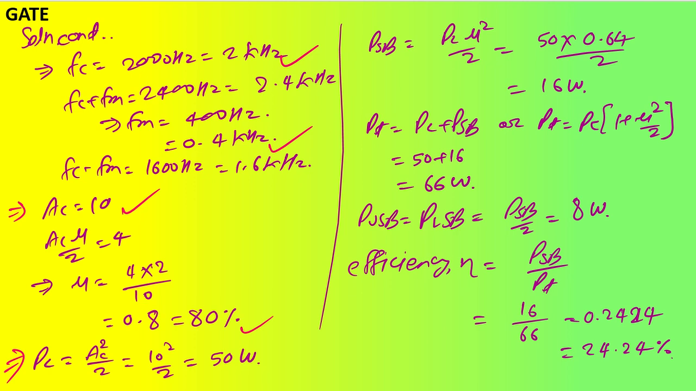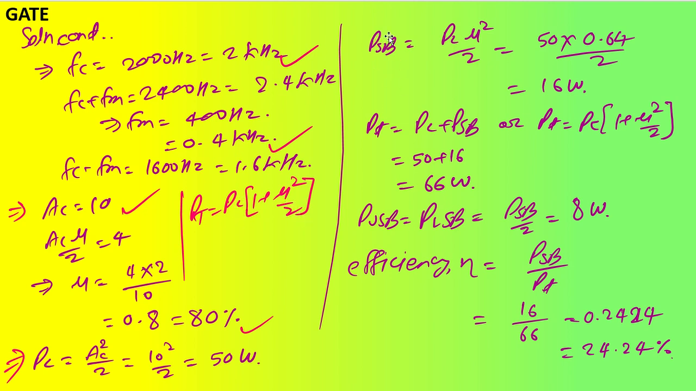Similarly I have the formula PT is equal to PC into 1 plus mu square by 2. That is total power in AM signal was carrier power plus sideband power. So sideband power was how much? PC into mu square by 2. So the next question was, what is the sideband power?